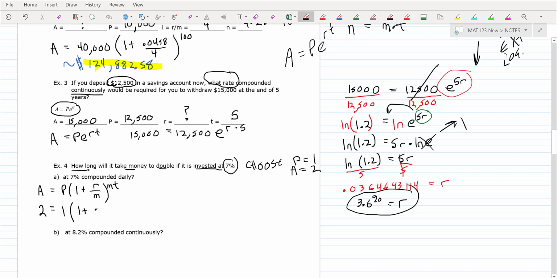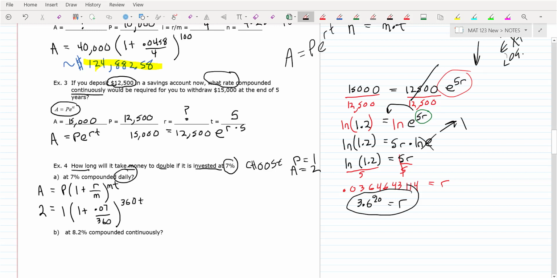Okay, so we have the interest rate, 7%. So move the decimal to the left 2 to get 0.07. Now it says compound daily. So what's M? 360, good. Okay, we're going to use a 360-day year. That's common business practice. So in the formula, M is 360. We don't know what T is, so you leave that alone like that.